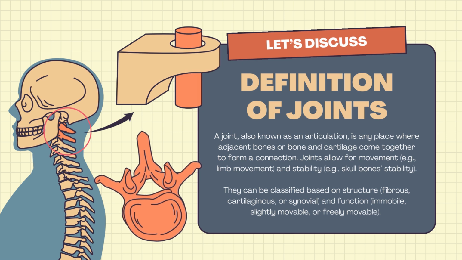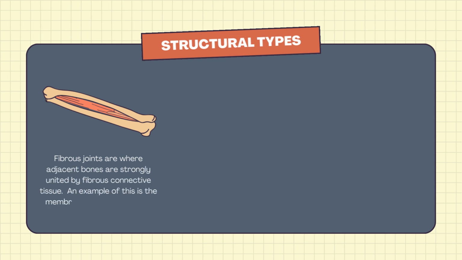Let's first look at the structural classification. First up, we have fibrous joints. These joints are immovable or allow very little movement because the bones are connected by dense connective tissue. An example of this is the membrane between the ulna and radius.